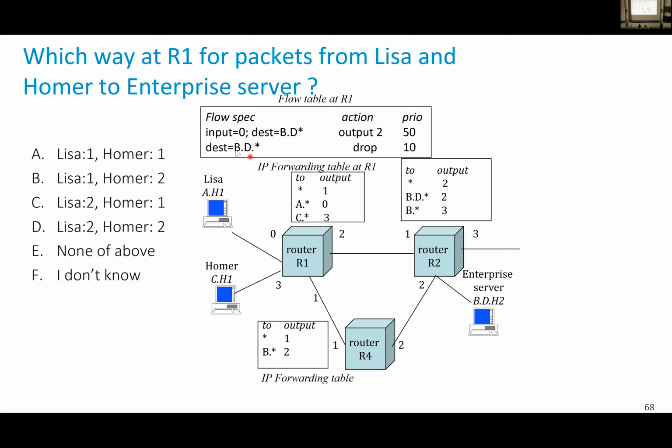Another rule says anything that has destination b.d.star, you drop, you kill the packets. Of course, those two rules are overlapping. We see that the two rules apply to anything that has b.d, but the first one only if it comes from input 0, and the priority says that the higher priority should be applied first here. So, for example, if Lisa sends a packet to b.d.h2, which way will the packet come? And same thing for Homer, right? Given those rules.